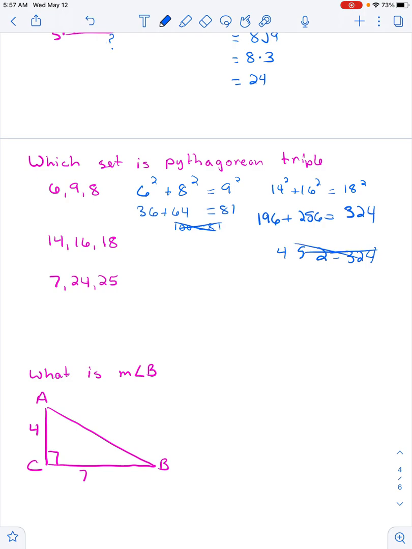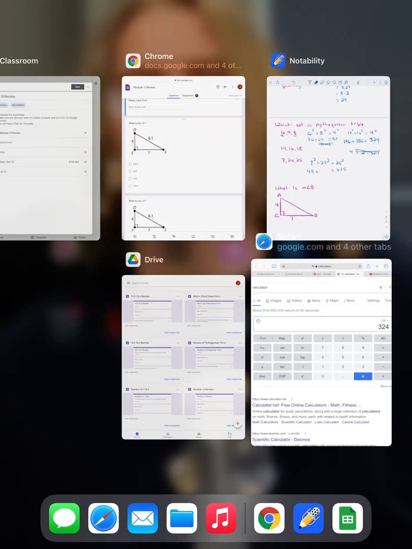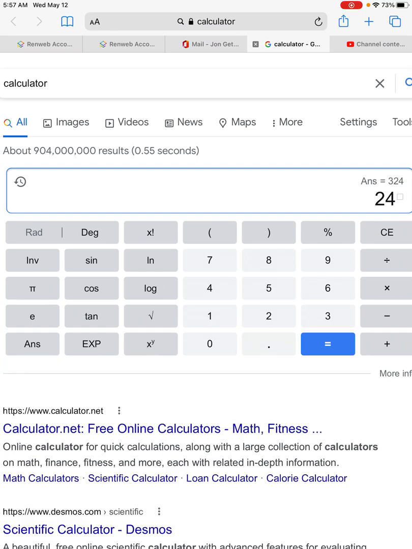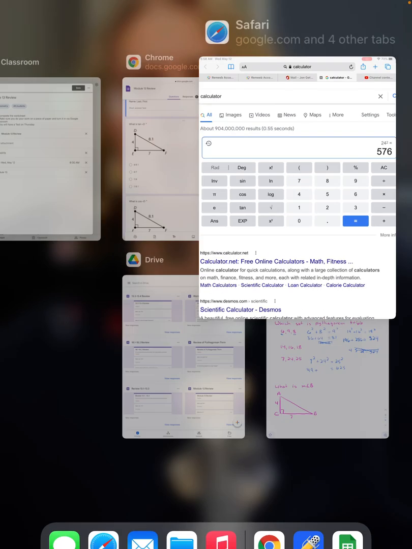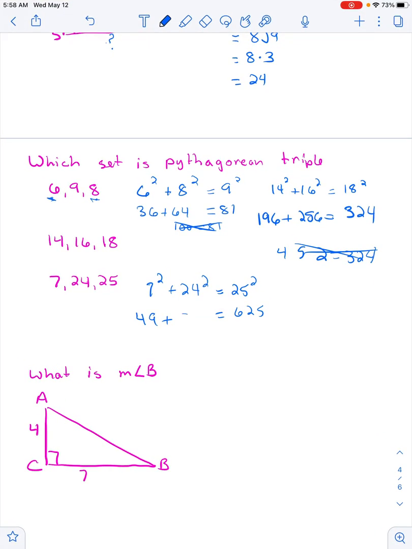So that's not it. Biggest thing to remember, I should point out, is make sure it's your two shortest sides squared that need to equal your longest side squared. So last one, we're going to go 7 squared plus 24 squared equals 25 squared. So that's 625. That's 49 plus 24 squared equals 576. So 576, we add those two together and we get 625 equals 625. Since they are equal, that is your Pythagorean triple.